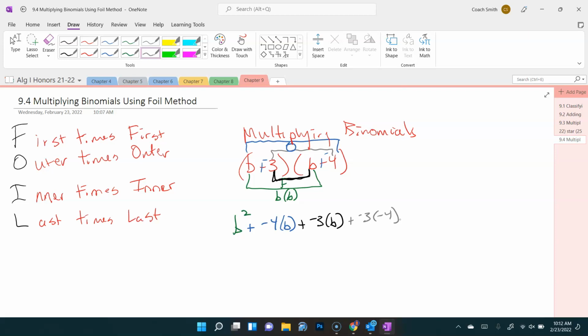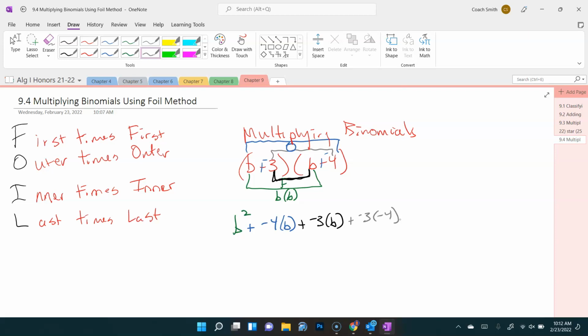Parentheses times itself, that one I just did right there. I could have written this down just like I did the rest of them, but we know b times b is b squared. The next one is the outer term times the outer term, negative 4 times the b. Then we come inside, inner term times the inner term, negative 3 times b. And the last one is the last term times the last term, and that's your negative 3 times negative 4.